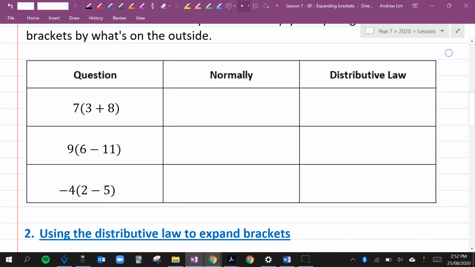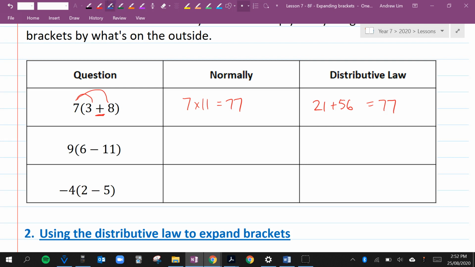So here we've got 3 normal questions. We've got 7 times bracket 3 plus 8 close bracket. Normally, we do the brackets first. 3 plus 8 is 11, and 7 times 11 is 77. However, according to the distributive law, we need to multiply everything on the inside by what's on the outside. 7 times 3 is 21. 7 times 8, or positive 8, is 56. And what's 21 plus 56? It's 77.